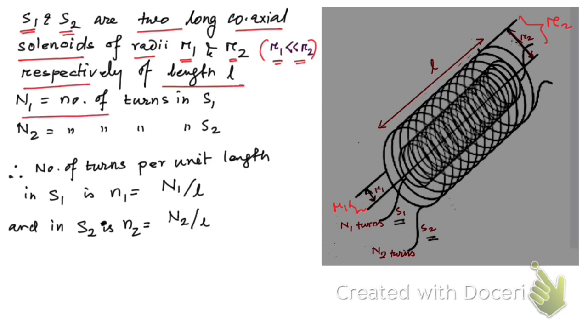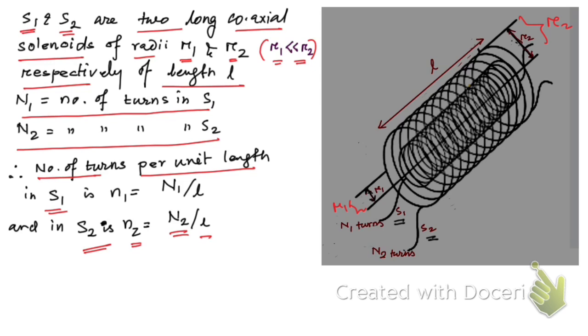Okay, the number of turns in S1 we have taken as capital N1, and the number of turns in S2 is capital N2, and the number of turns per unit length in S1 will be the total number of turns divided by length, that is small n1 is equal to capital N1 by L. Similarly, in S2 we get small n2 is equal to capital N2 by L, right? So this implies that capital N1 is equal to small n1 into L, and capital N2 is equal to small n2 into L. That's what we can have, right? So hope you have understood this.